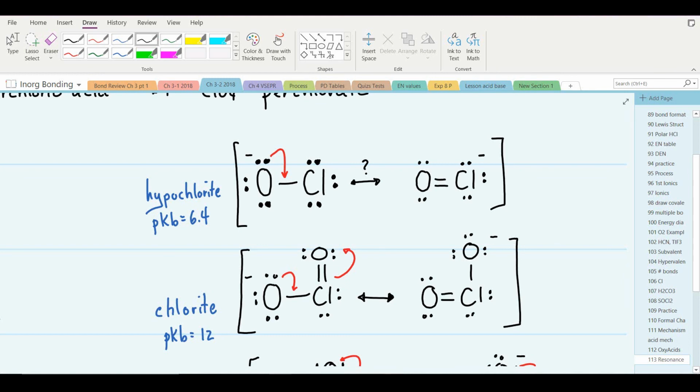However, it is also true that whenever there's a negative charge present, it is most likely to be on the most electronegative atom, right? Oxygen has electronegativity of 3.5, chlorine's only 3, and so the negative charge is pretty much exclusively on the more electronegative atoms. So if this even exists, it would be a very small contributor. And so that's basically the reason.